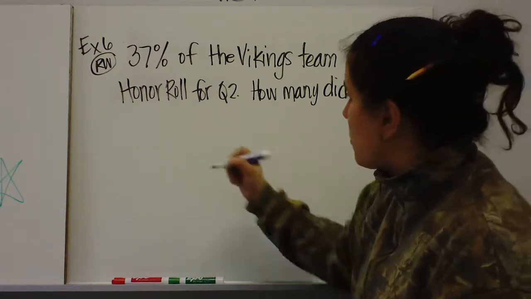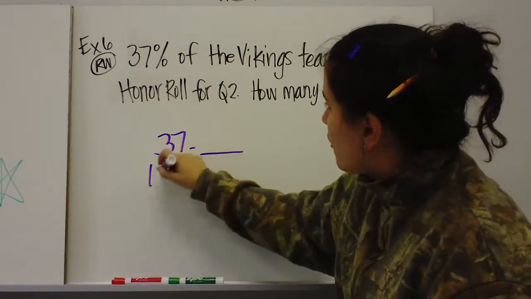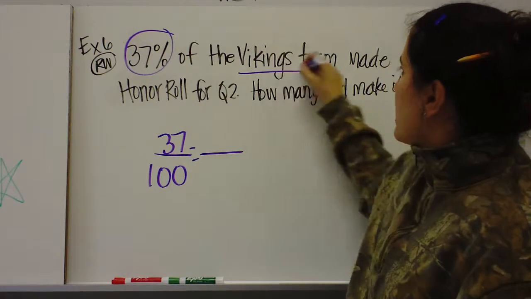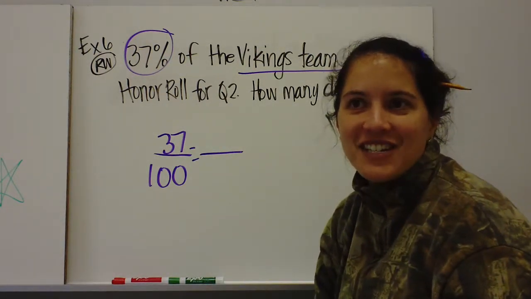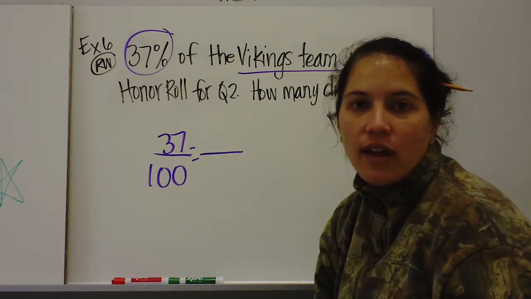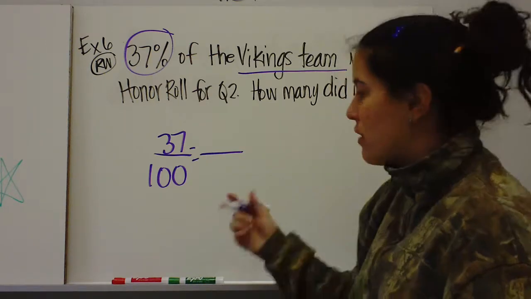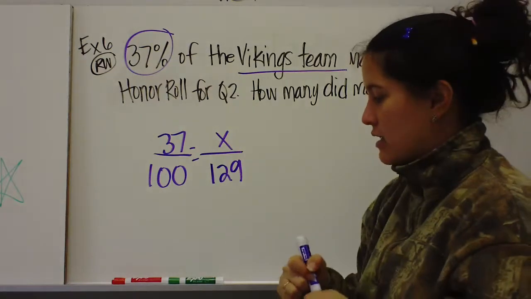All right, so we're going to set up a proportion. 37 over 100, because we start with our percent. And the Vikings team. Okay. How many, I forgot to give that to you. How many are on the Vikings team? I know we had 128 when I left on Friday, and I think we're getting a new student tomorrow, so let's say we have 129. 129 students on the Viking team.